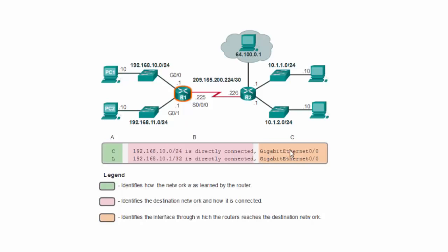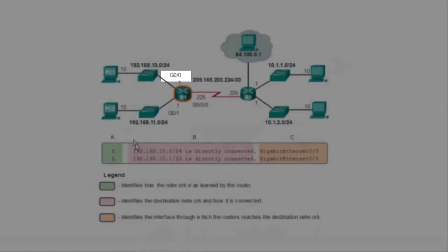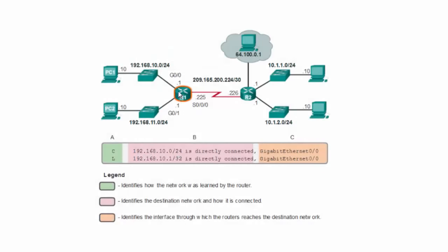So all the local interfaces have such an entry in the routing table of the router. Column C indicates the exit interface, which is Gigabit Ethernet 0/0, which indicates this one. So if I want to send to this destination network, it's directly connected, and I have to exit the packet to this Gigabit Ethernet 0/0. If I want to send to the destination network 192.168.11.0, any host that exists on this network will be sent to exit interface G0/1, which is Gigabit Ethernet 0/1.